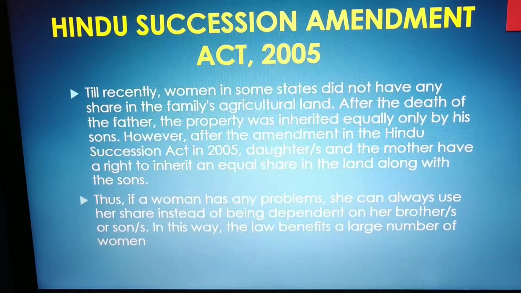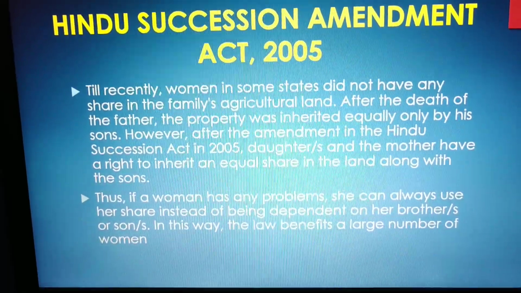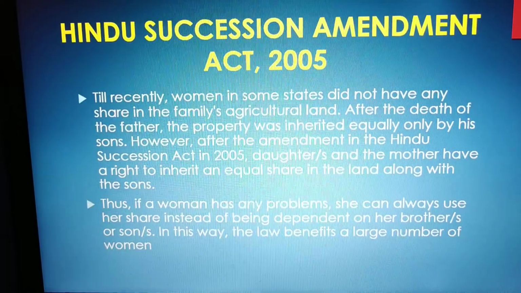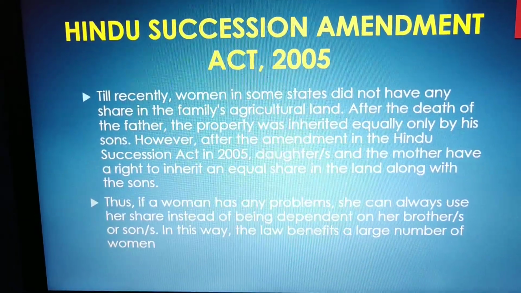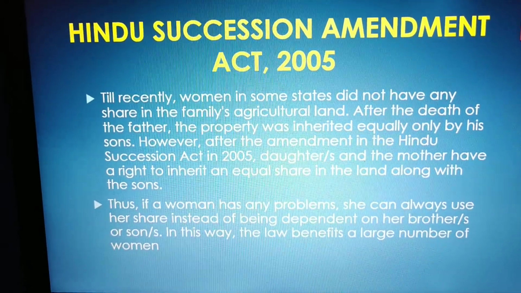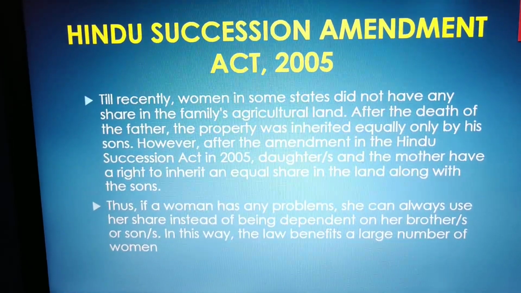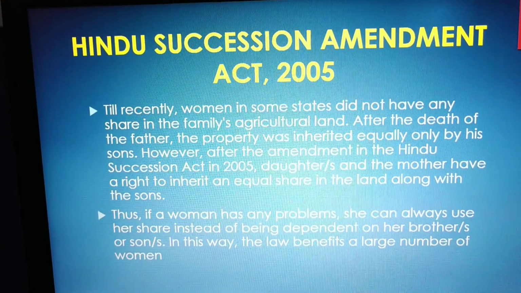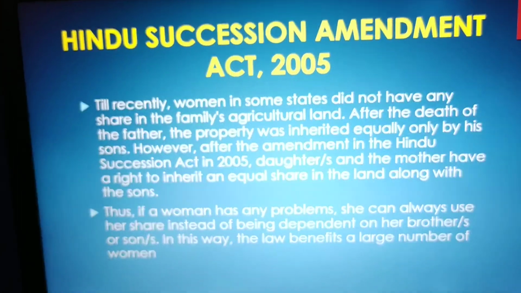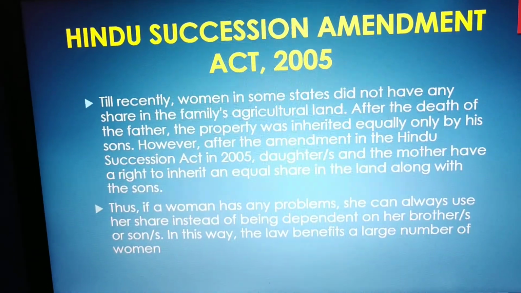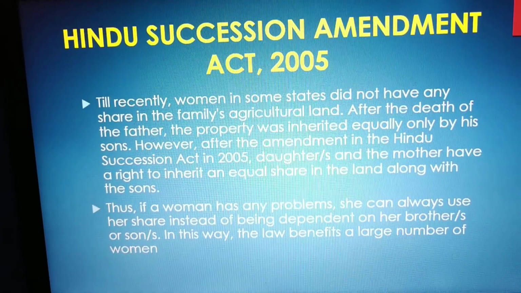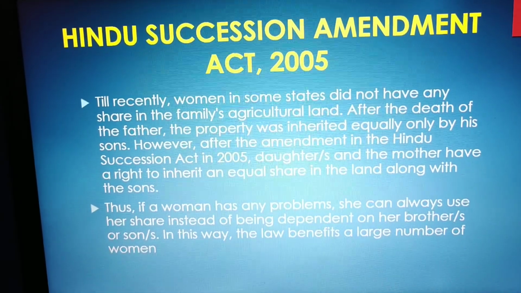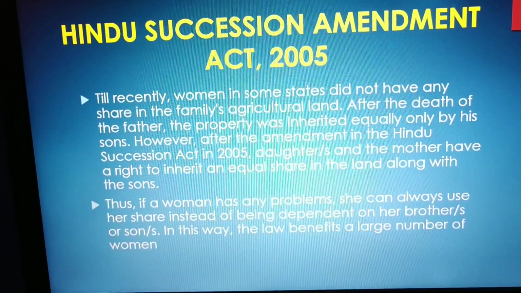Actually, you must have seen that in Hindus, the parental property goes to the son of the family. Earlier it was being given to the son of the family. If the father is not there, or if the father expired, then the whole property automatically comes on the son's name. So now this act has been amended by the government, and they have said that in some states women were not getting the parental property. So now they have said that women, daughters and mothers both have equal rights on the father's property.